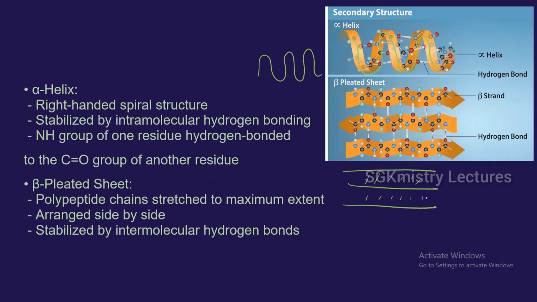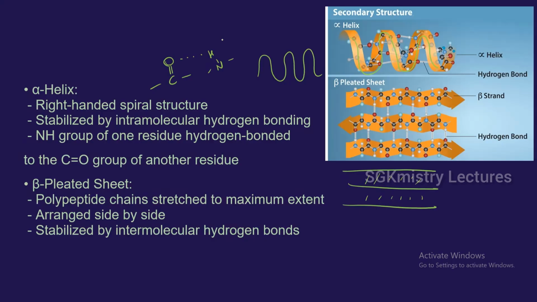Now, alpha helix is one of the most common ways in which the polypeptide chain forms all the possible hydrogen bonds by twisting into a right-handed screw, with the NH group of each amino acid hydrogen bonded to the C double bond O group. So the hydrogen bonds are formed between the NH and CO groups, and because of which this particular structure is stabilized.